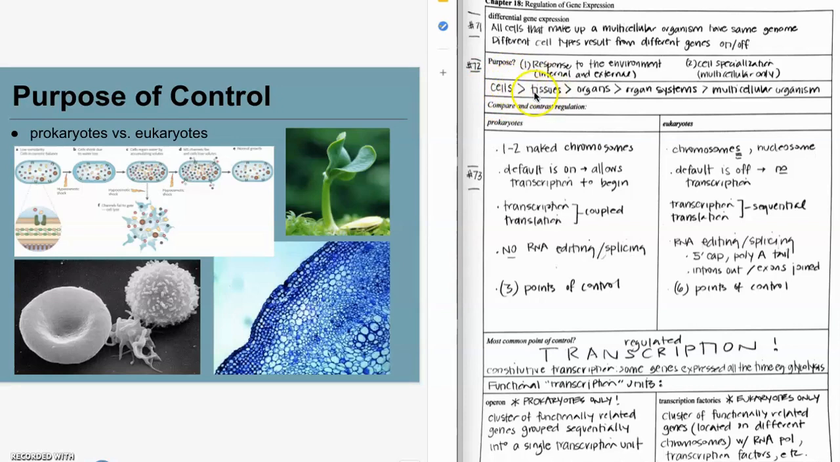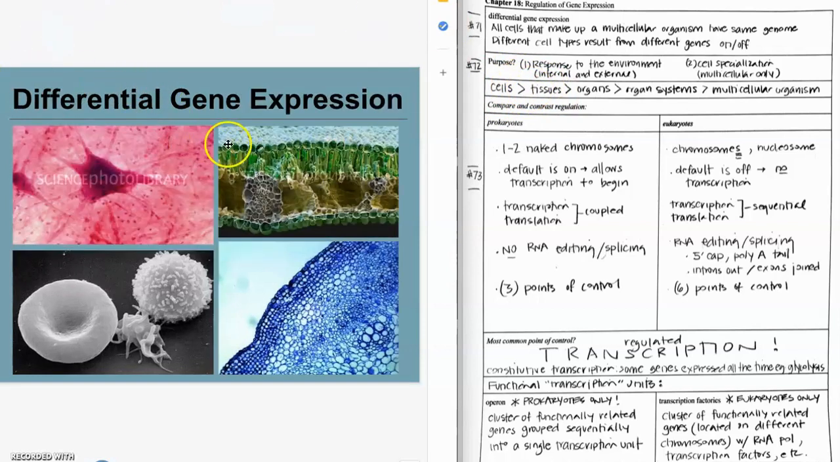And then cells that are all expressing the same genes are going to collect into tissues. That's what you can see here. This is a tissue, the epidermal tissue. This right here is the palisade tissue. So those are all the same cells. They're all expressing the same or similar genes, and they all have a similar function. Collectively, they have a function together, but they all look the same. And we call those tissues.